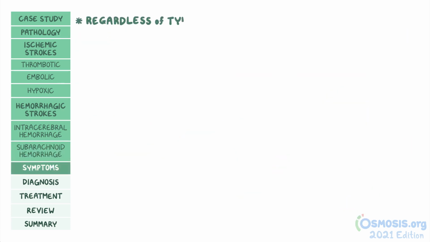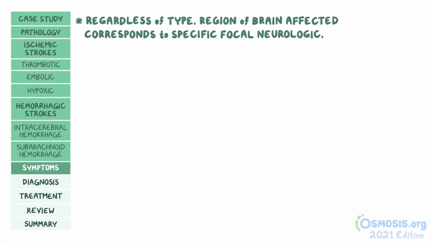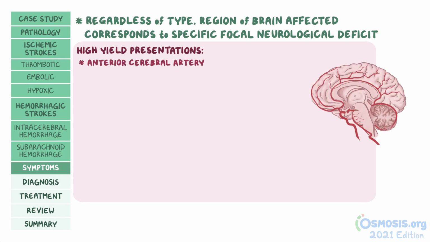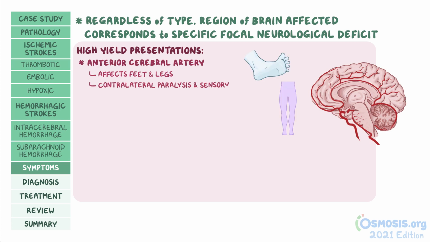Now, regardless of the type of stroke, the region of the brain that's affected typically corresponds to a specific focal neurological deficit. For the exams, it's important to know some very high-yield presentations. Let's start with strokes of the anterior circulation. An anterior cerebral artery stroke affects the cortical homunculus for the feet and legs, causing contralateral paralysis and sensory loss. Urinary incontinence is also uncommon.